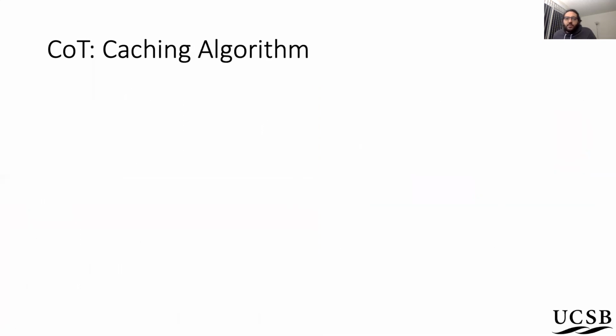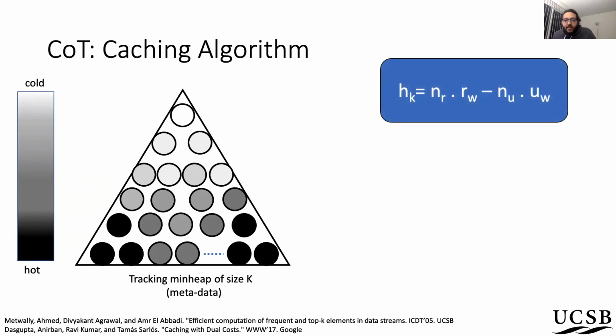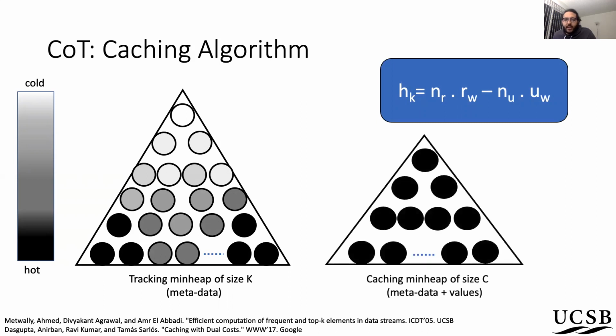COT's caching algorithm uses two min heaps. The first heap of size K is a tracker that tracks the hotness of access of K keys, where K is larger than C. When a key is first observed, it first goes in the tracker, and if a key becomes hotter than the minimum hotness of the cache keys, a key in the tracker evicts a cache key and replaces it. Note that the cache stores the metadata of a key and the value, while the tracker stores only the metadata of a key.